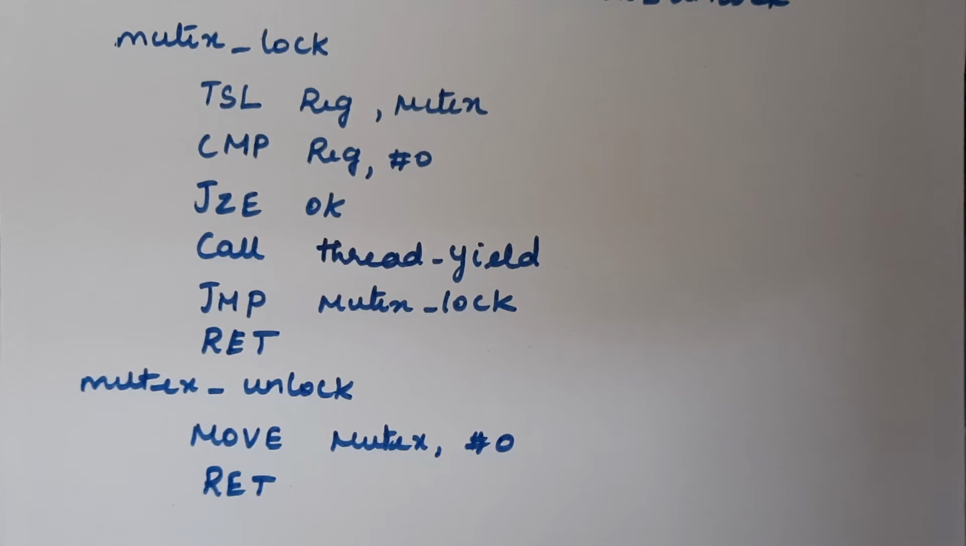Okay, so here the code of this mutex lock is somewhat similar to the code of the enter region. Enter region is nothing but, before going into the critical region, we need to check whether it is possible to enter into the critical region. So that is what enter region does. So this code is actually similar to enter region, but there is a lot of difference.